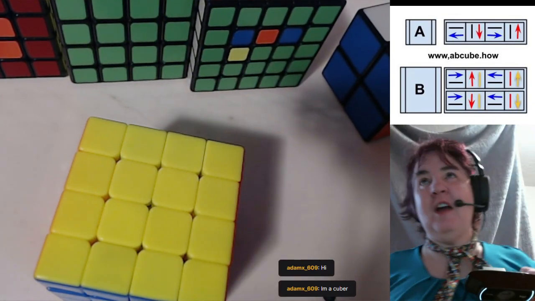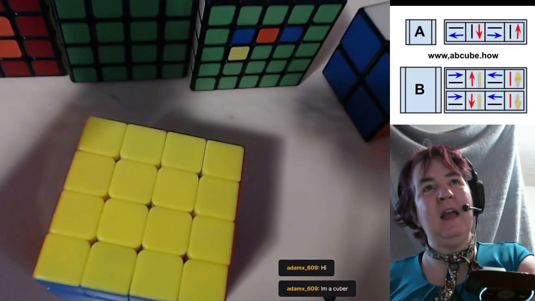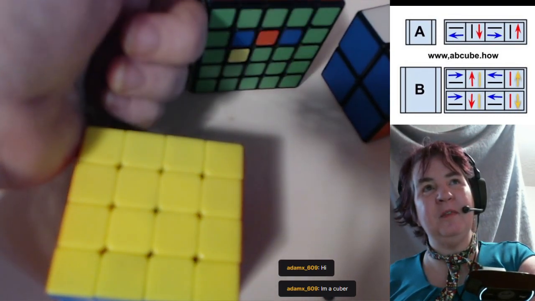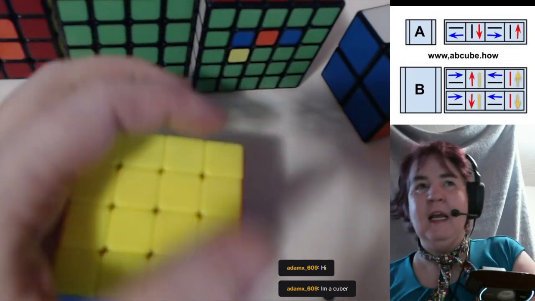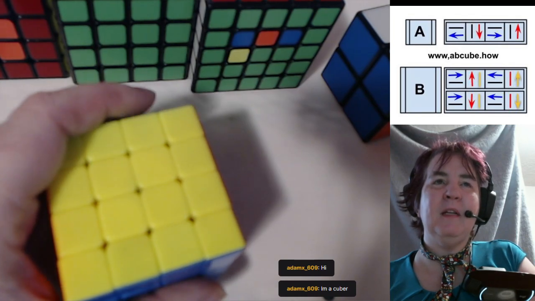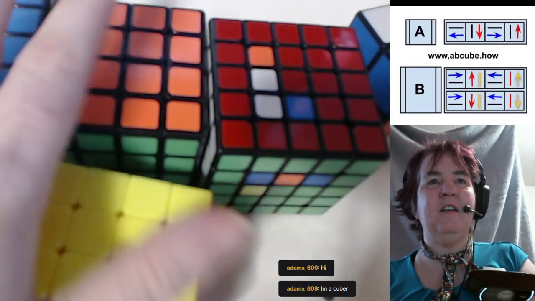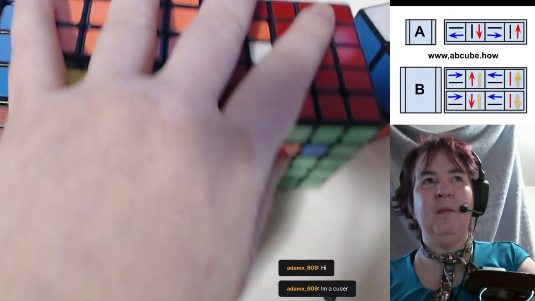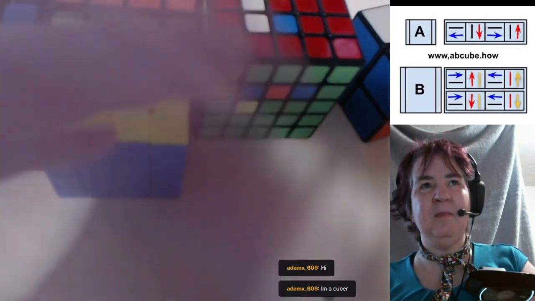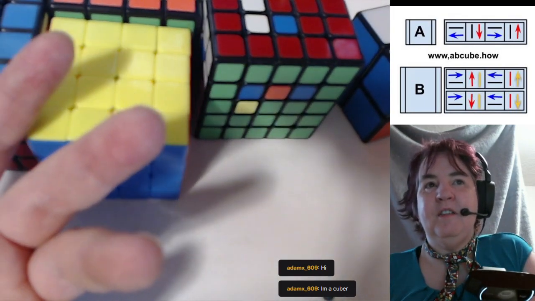I am Sunshine, and I created the ABCube method for solving the Rubik's Cube. That's formula A, that's formula B, and those are all of the algorithms, all of the formulas that you need to learn in order to solve every size Rubik's Cube. Formula A brings a color to the top, formula B moves 3 pieces around, and that's all you ever need to do to solve the cube.